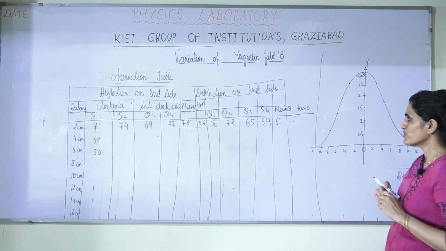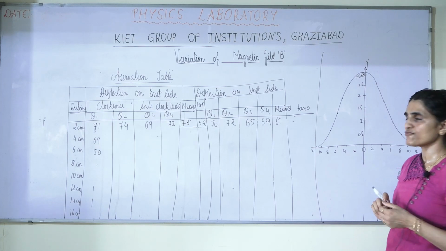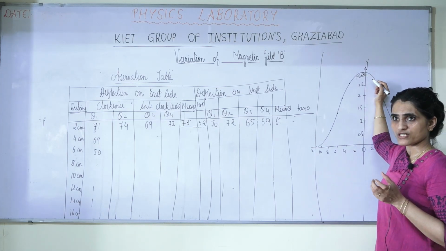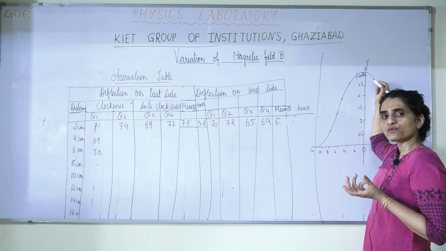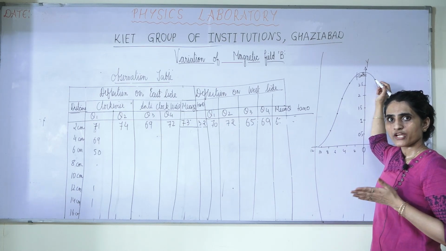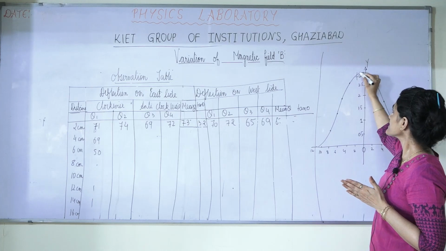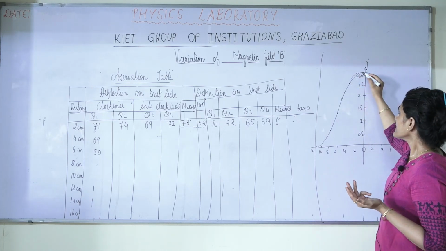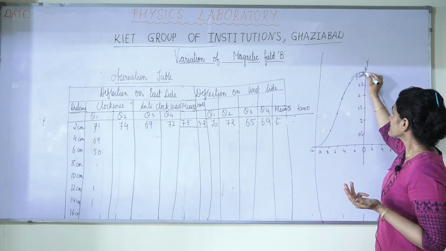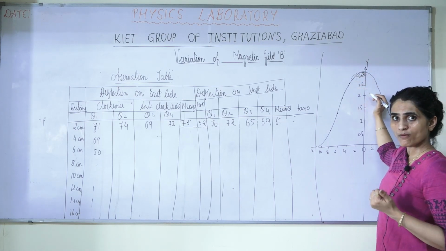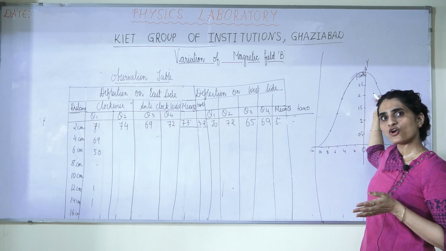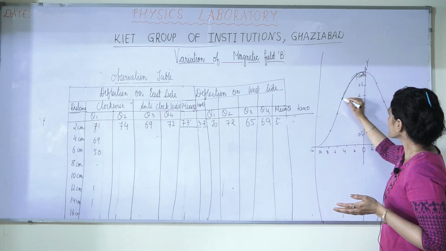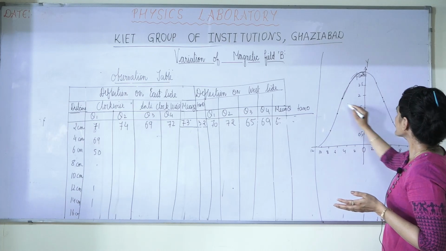Now, to find the radius of a coil, we will choose the point of inflection. As you know, what is the point of inflection? It is a point from where the continuous curve changes its form. The point where the curve changes its form, that particular point we call the point of inflection. So in this curve I can say it is at this point.